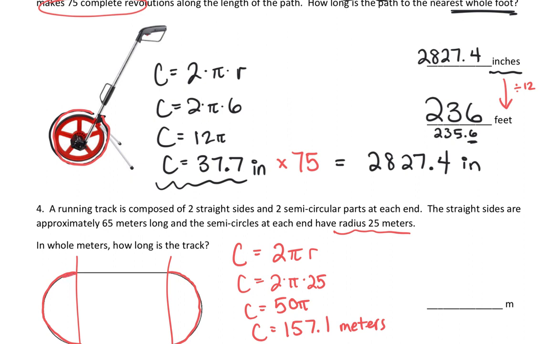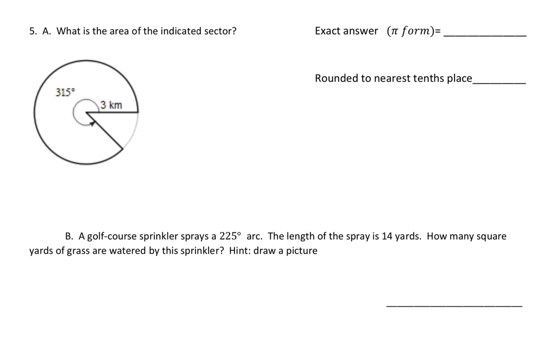Now, that'll get us around the rounded parts of this track. But we also need the straight parts. According to the sentence, each straight part is 65. So we'll take our rounded parts and add 65 and another 65 because there are 2 straight parts. Can you add 130 to our 157.1? It should be 287.1. Awesome. And they wanted it to the whole meter, so we'll call it 287. All right, last 2 problems here, Tim.